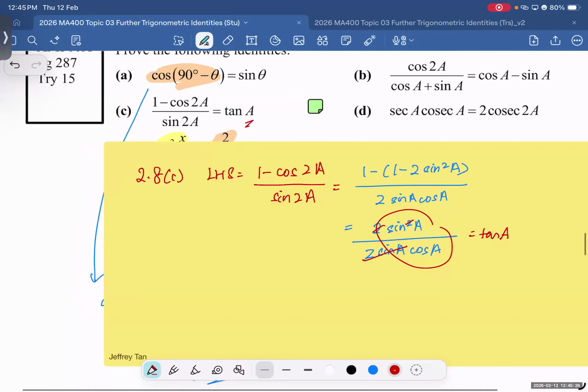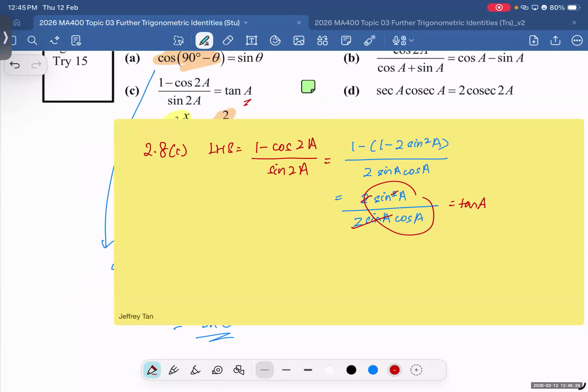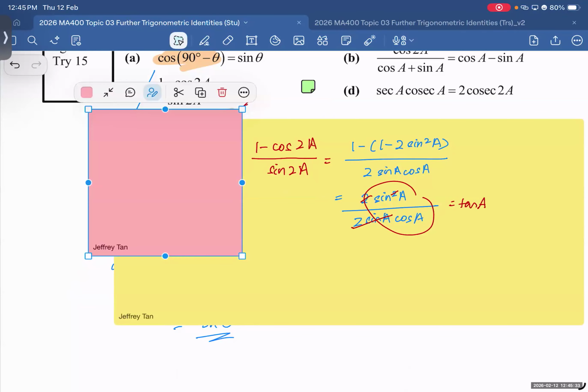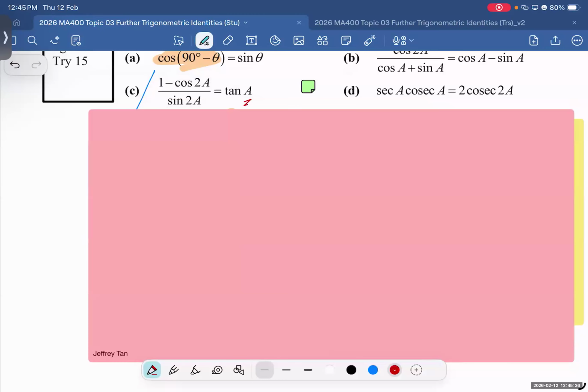Okay. Then I look at D. I'm just going through this. You don't have to listen to me, because I want it to be in the recording in case you need to refer.